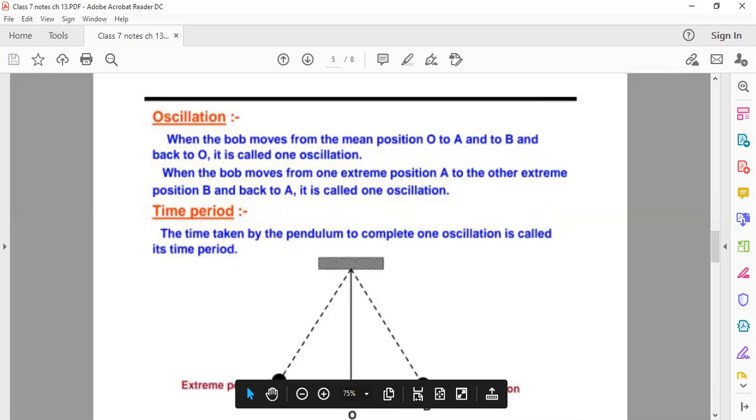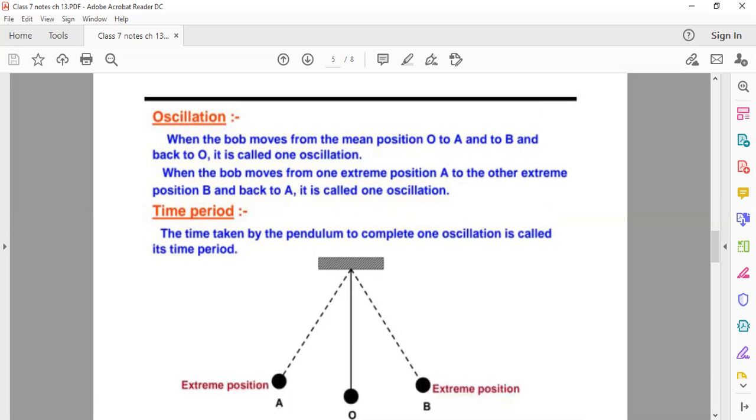So children, about the simple pendulum, you should remember that instead of a bob, you can even hang a stone. Tie a thread to the stone and hang it from a rigid support. Then you can swing it in such a way that it will work as a pendulum.